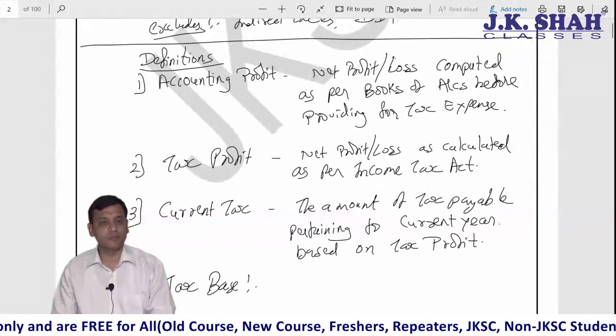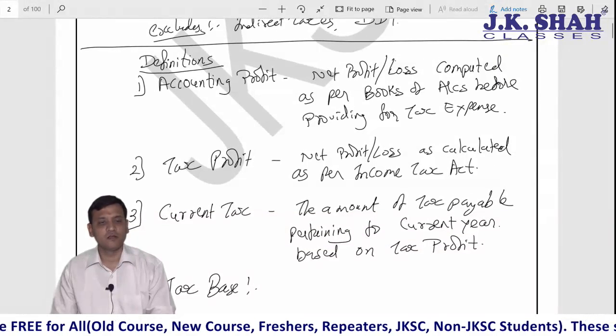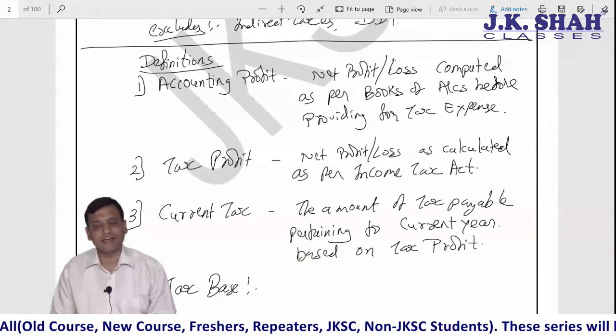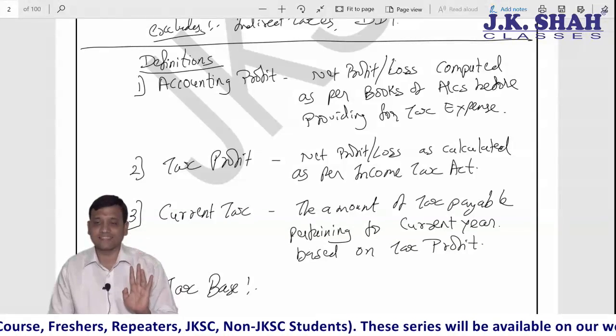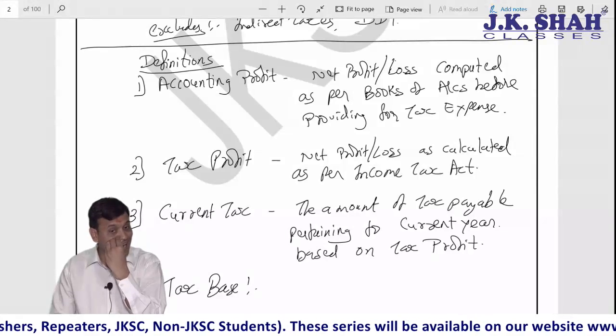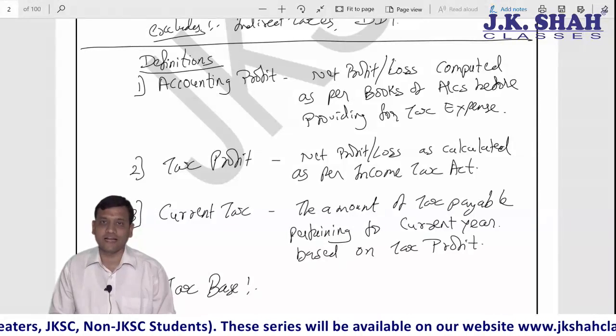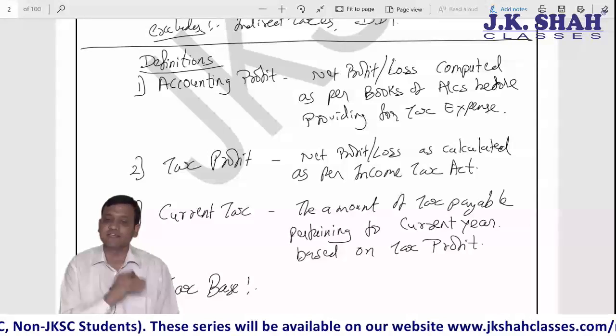Accounting profit, the profit as per books of accounts. Tax profit, the profit calculated as per tax law. Current tax, what is current tax? The amount of tax payable as per the taxable profit. Thereafter we learn tax base. Now I have to speak more on tax base. I'll write down some, so for understanding purpose.